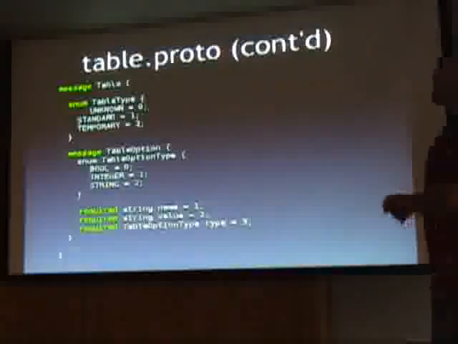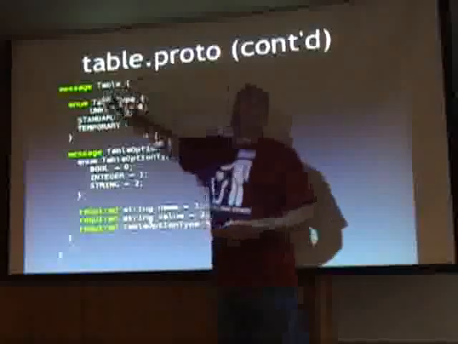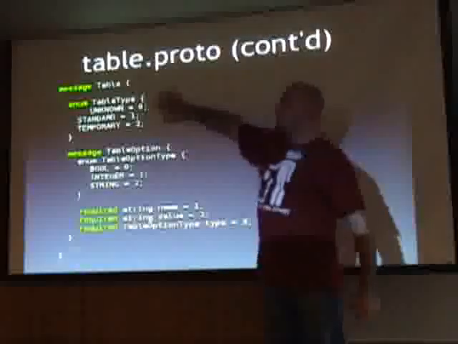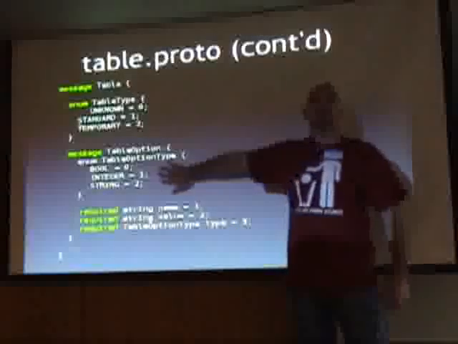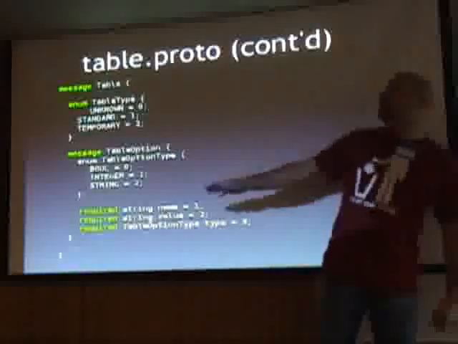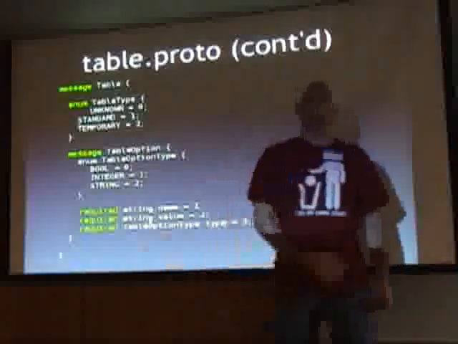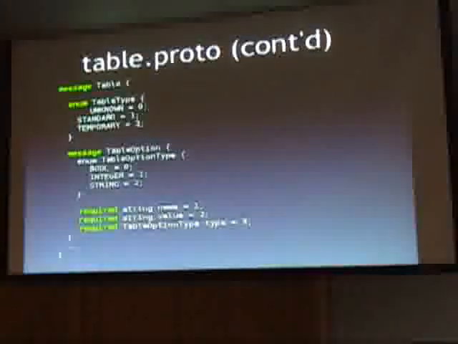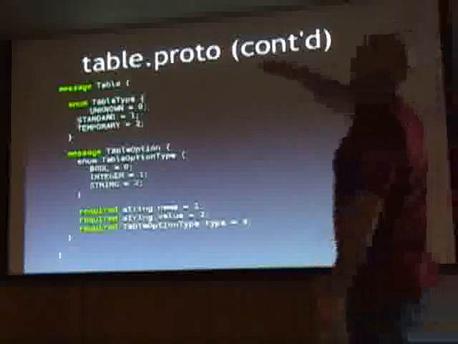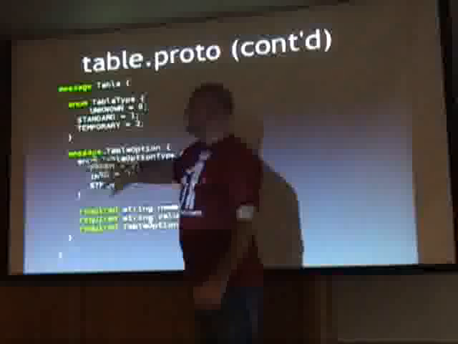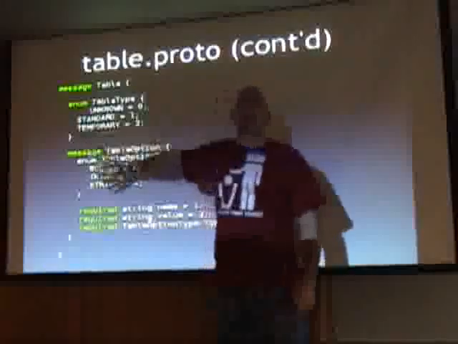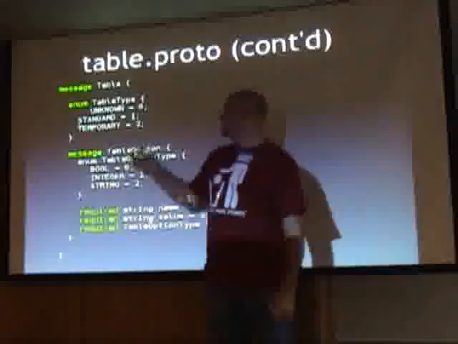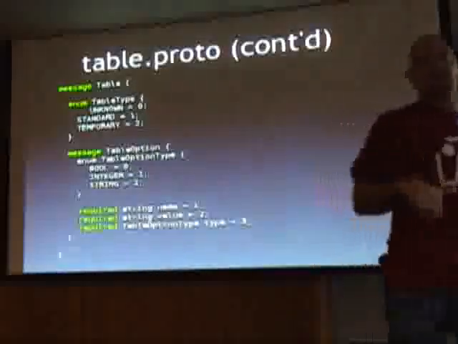So let's get a little deeper into the proto. So how do we define the message? We can have enumerations of different options. We can also subclass messages. So this is a really neat ability. So here I'm making a class that's within a class called table option. And since it's inside the table definition, it only will exist inside the table class. Okay, so you can't use a table option outside of the table class.